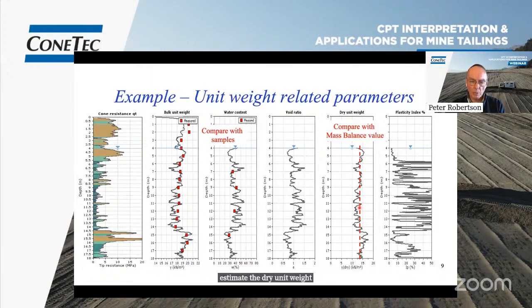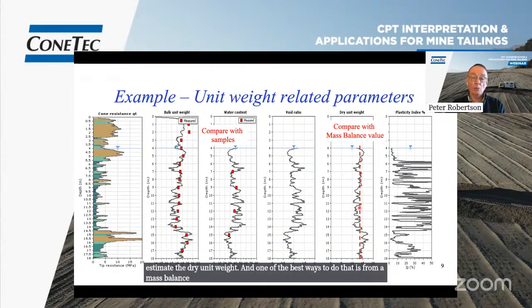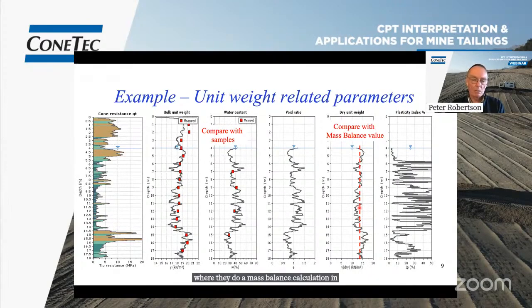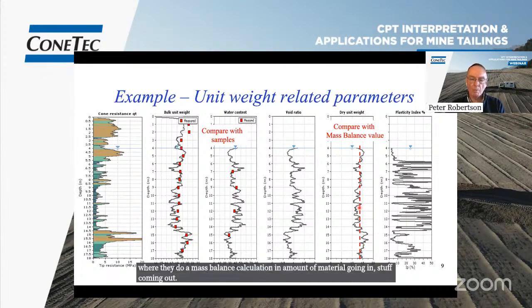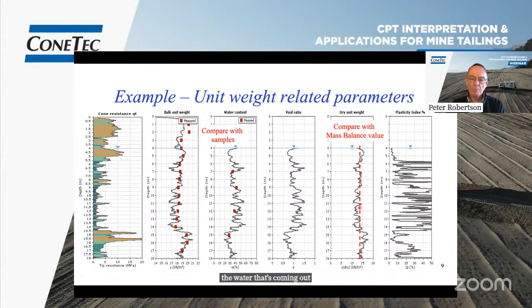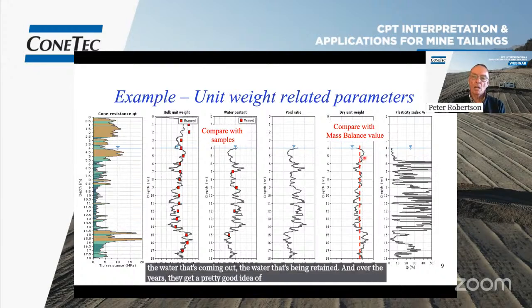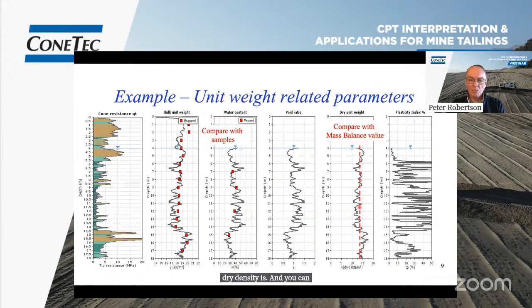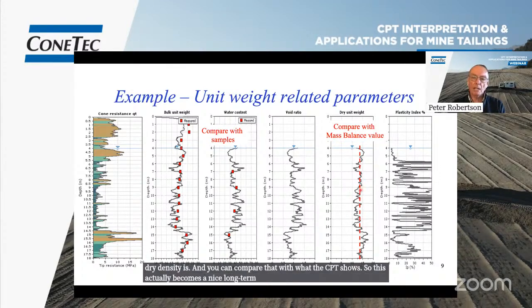And one of the best ways to do that is from a mass balance calculation: the amount of material going in, stuff coming out, the water that's coming out, the water that's being retained. And over the years, they get a pretty good idea of what that average dry density is, and you can compare that with what the CPT shows. So this actually becomes a nice long-term check on your correlation.